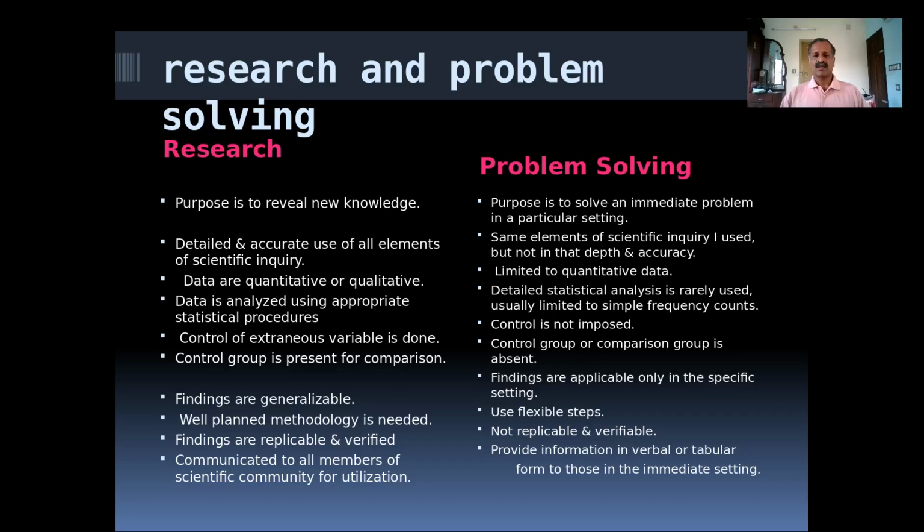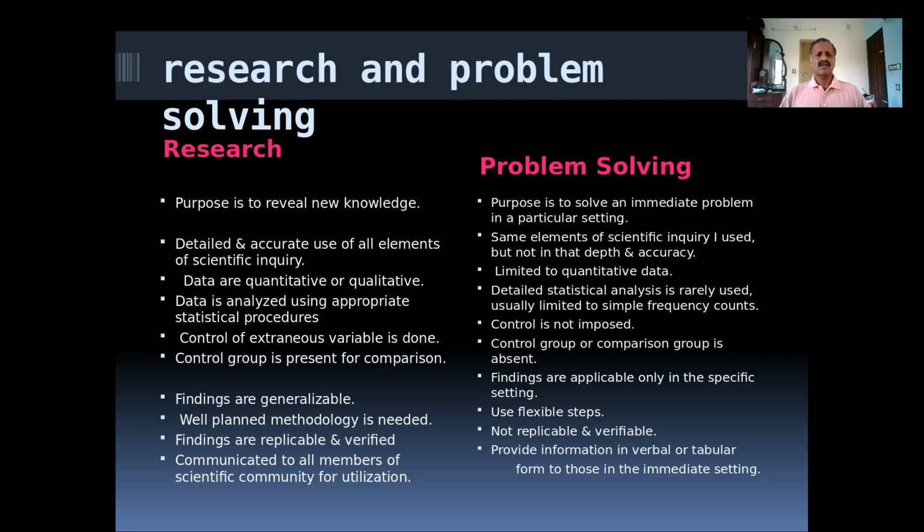For example, there is a lot of infection in a particular ward or ICU, may be related to hand washing issues, and we collect only the quantitative data there. Then research data is analyzed using appropriate statistical procedures, whereas in problem solving detailed statistical analysis is rarely used, usually limited to simple frequency count. For example, this much percentage or this much number, we limit that to frequency count alone.